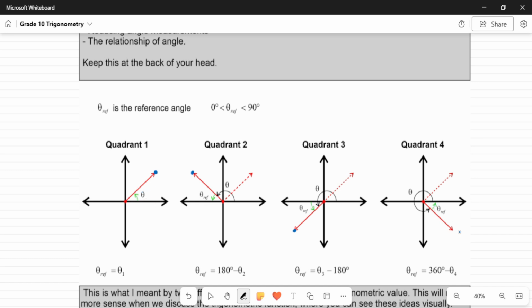Here as well, you can see if you have a point in quadrant 4, draw a terminal ray. This is referred to as the reference angle. It's the angle from the terminal ray to the horizontal axis. That's why I called it theta reference.